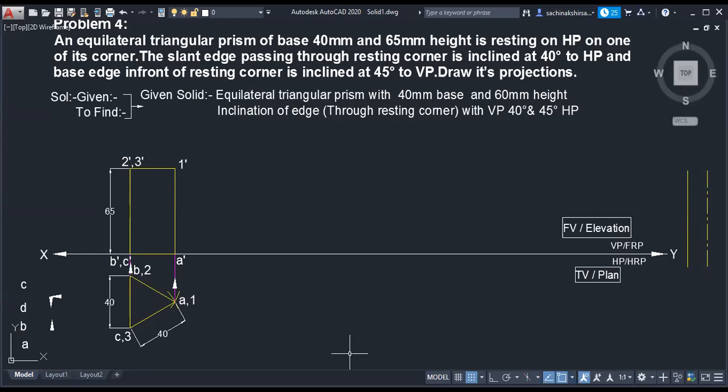How do we have to give inclination now? For which edge? Now I will ask you a question. For this triangular prism, how many edges are there? Sharp edges we can see. How many are there? 9 edges.